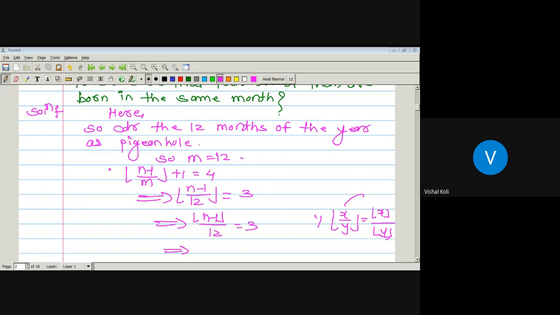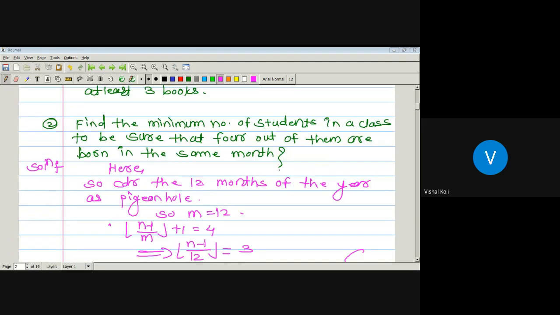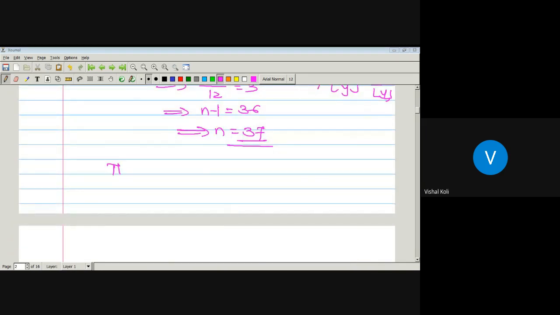As we know n minus 1 is an integer, the greatest integer value of n minus 1 is n minus 1. Multiply both sides by 12, then it is 36. So n is equal to 37. Which implies that we require at least 37 students, so that 4 out of them are born in the same month. So the minimum number of students is 37. Okay. Does anyone have any doubt in this?